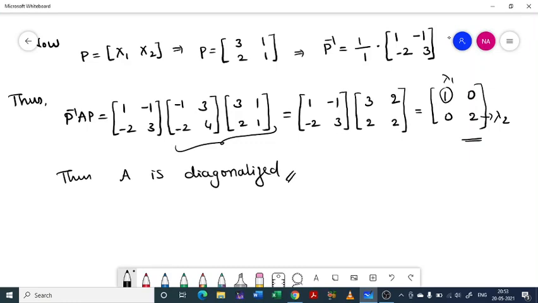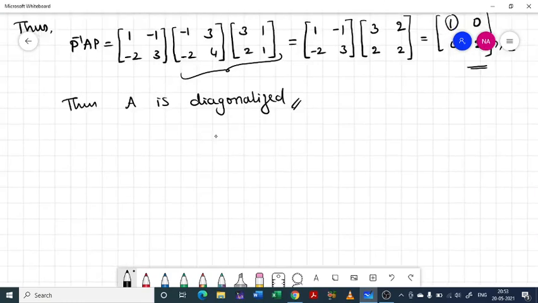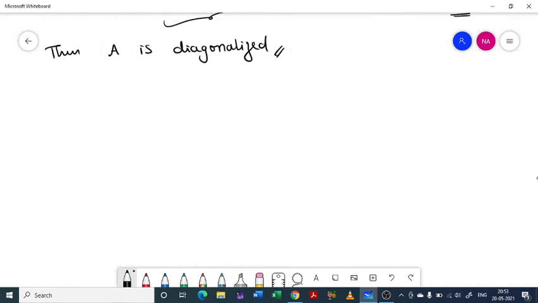That completes the solution. Next, problem B. So the matrix, again I will take it as A, is 1 2 3 6. Now we need to diagonalize this matrix.